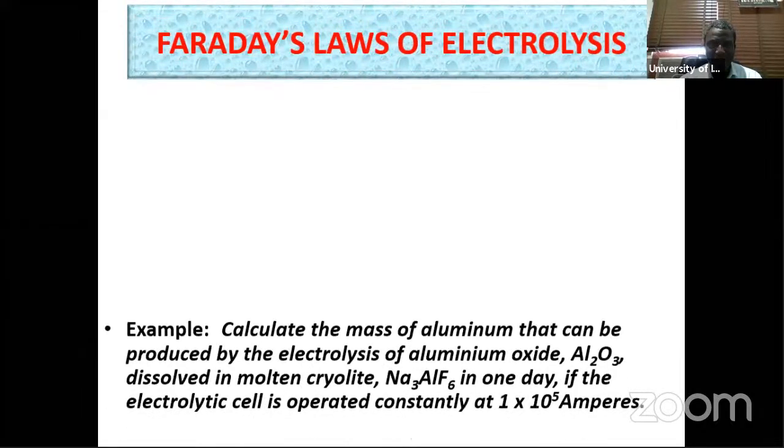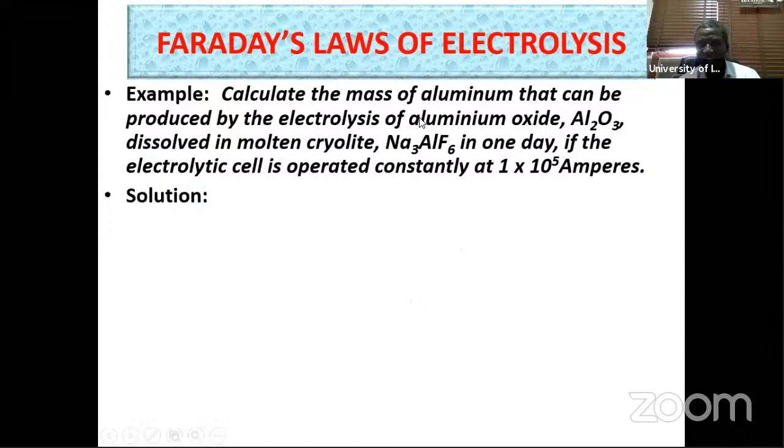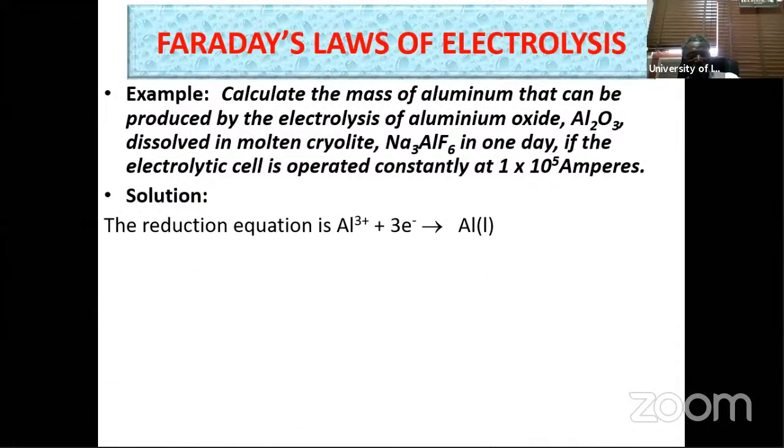There's this other example that if you have an electrolytic cell, they ask you to calculate the mass of aluminum that can be produced by electrolysis of aluminum oxide dissolved in molten cryolite, Na3AlF6, in 1 day if the electrolytic cell operated constantly at this ampere. And you see the time you want is 1 day. 1 day is 24 hours. So you can go ahead and calculate.